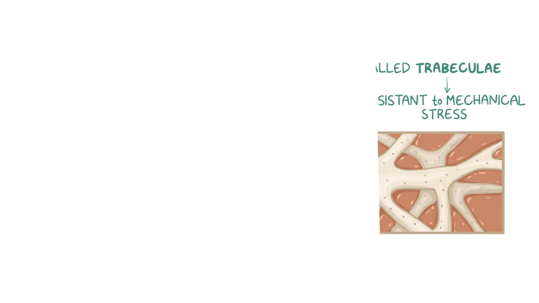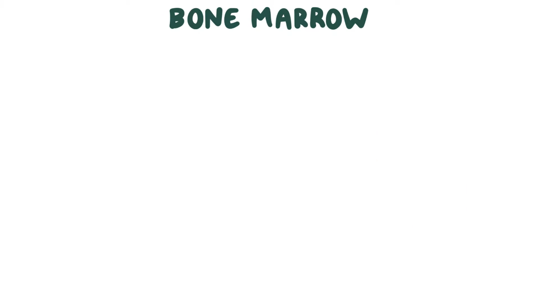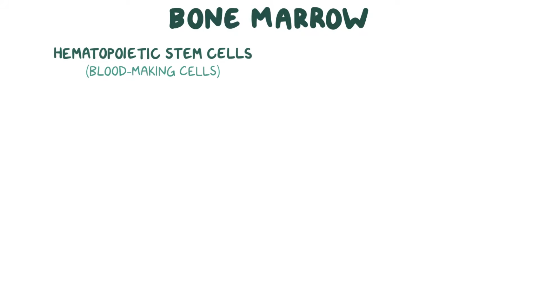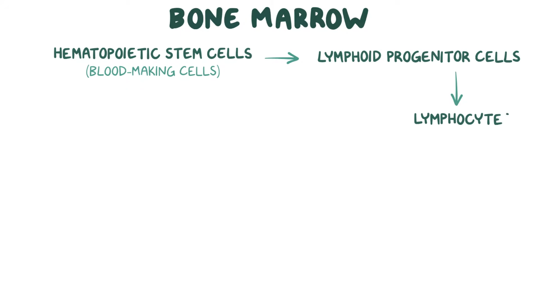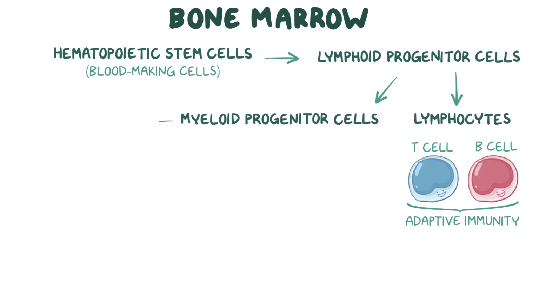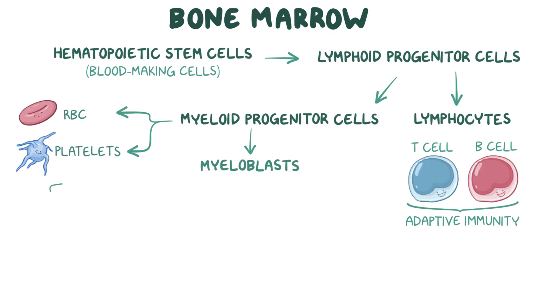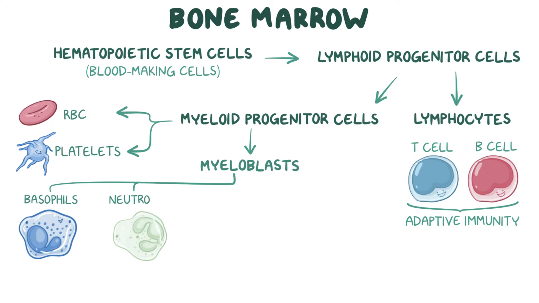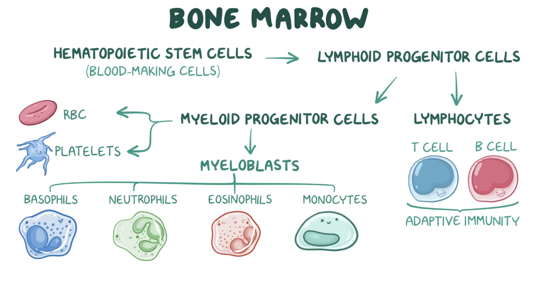Now let's jump into the bone marrow. In there is where we find the hematopoietic stem cells, the blood-making cells of the bone marrow, which give rise to the lymphoid progenitor cells, which mature and differentiate into lymphocytes like T and B cells, the main cells involved in your adaptive immunity, and the myeloid progenitor cells, which differentiate into red blood cells, platelets, and myeloblasts, the progenitors of basophils, neutrophils, eosinophils, and monocytes.